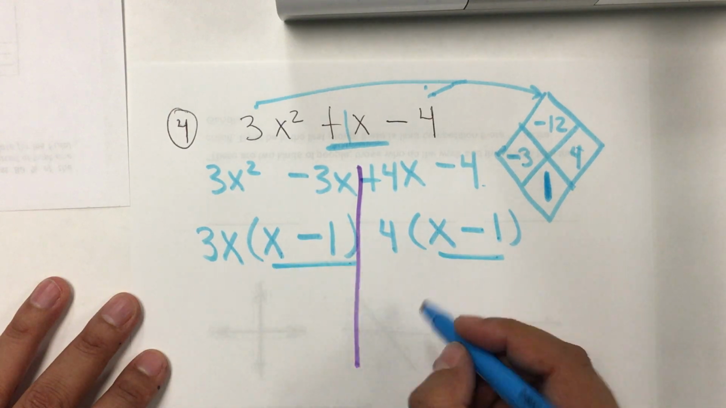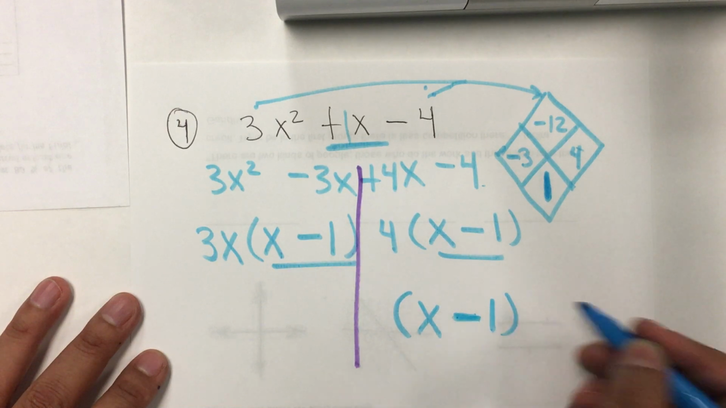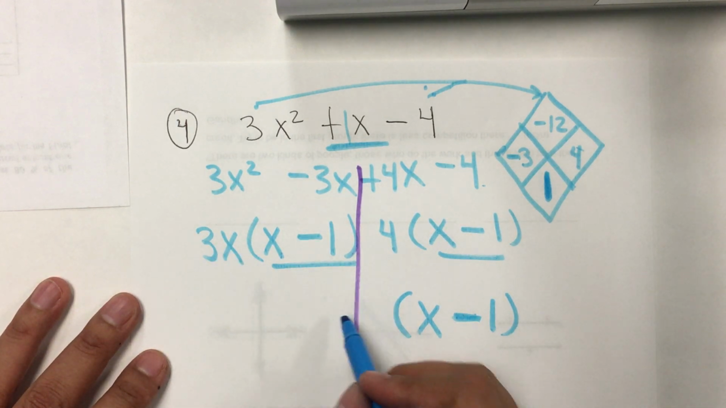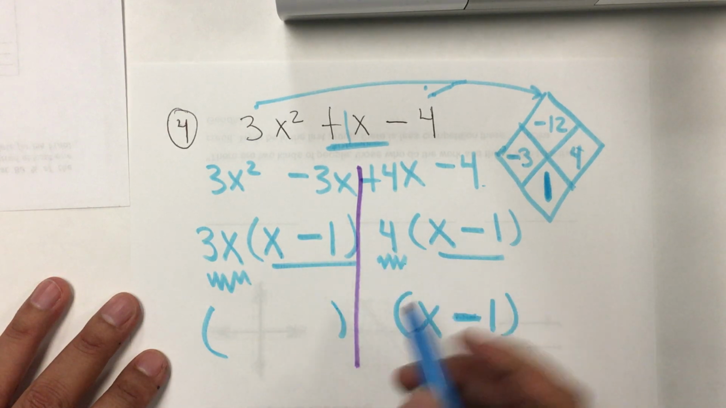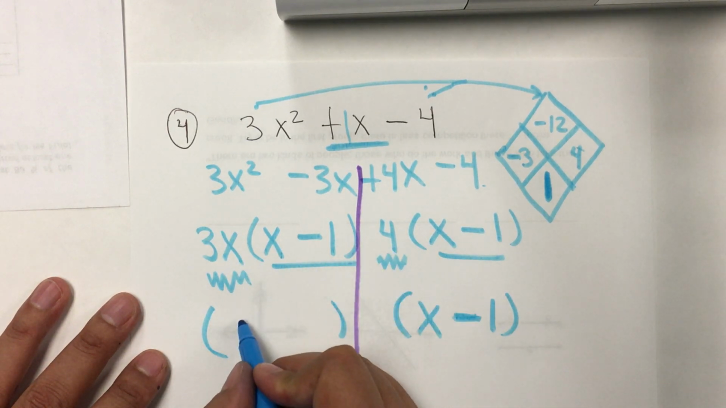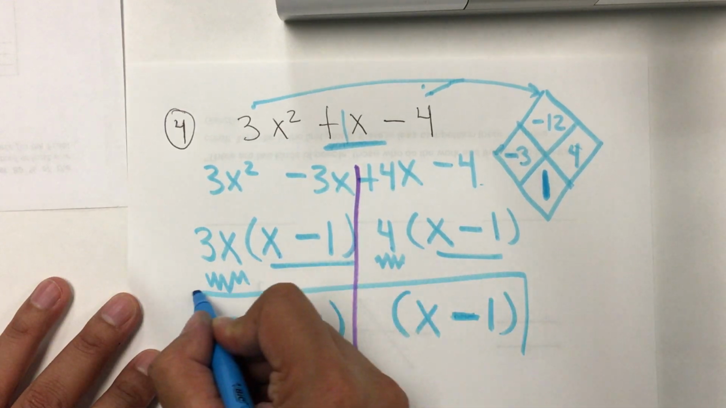Again, these are the same. They have to be the same, otherwise that means that something went wrong. And on the other side is the ones outside. So 3x plus 4. And so these are my factors.